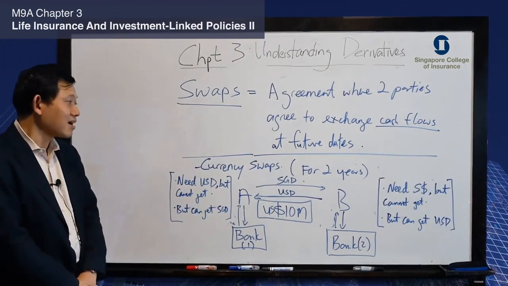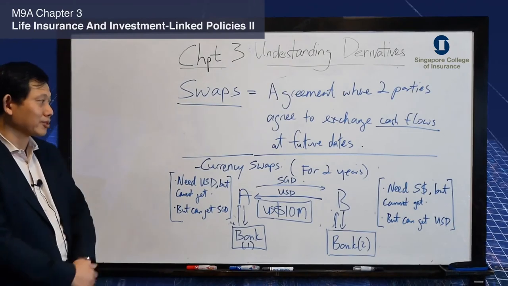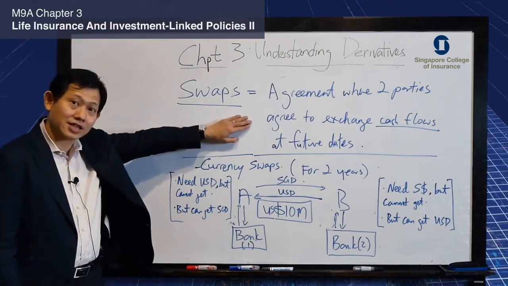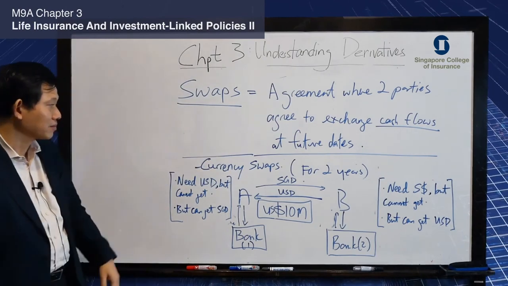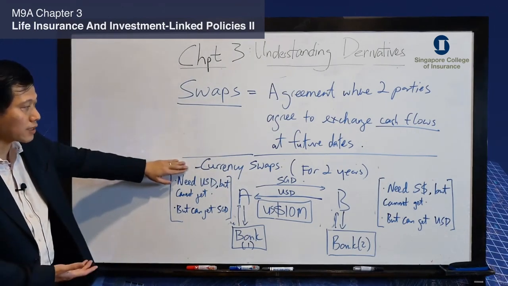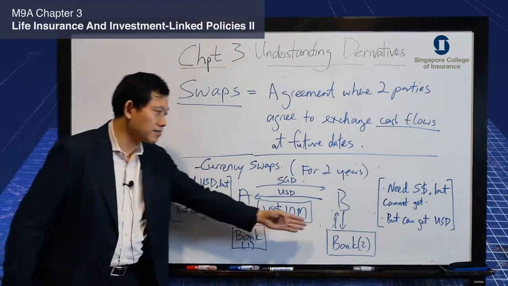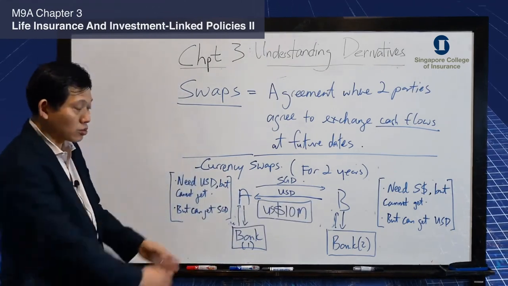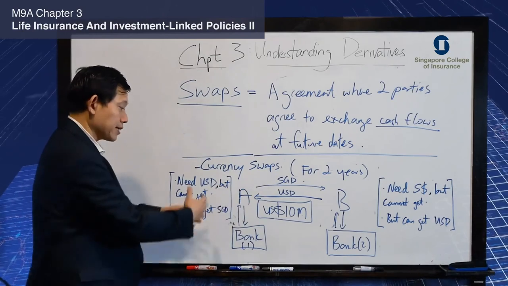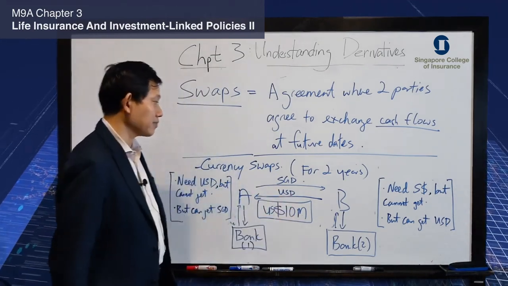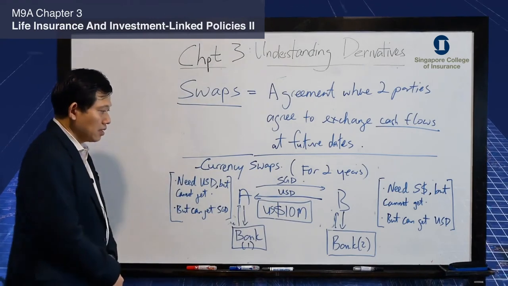Okay, currency swaps. The second type is the swap. A swap is an agreement where two parties agree to exchange cash flow. So what cash flow do two parties exchange in a currency swap? Let's assume party A and party B. These two are entities, alright? One could be an airline company, one could be a petroleum company or an IT company, a huge institution.